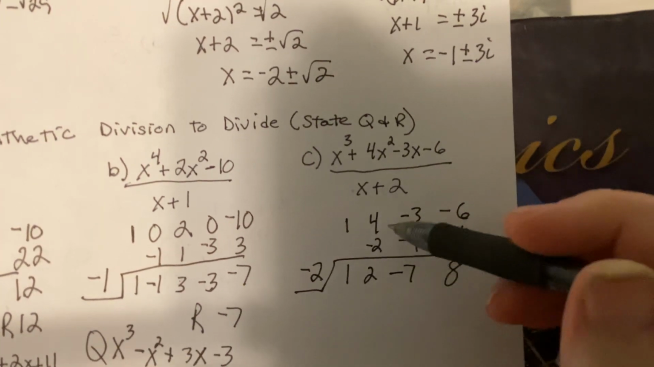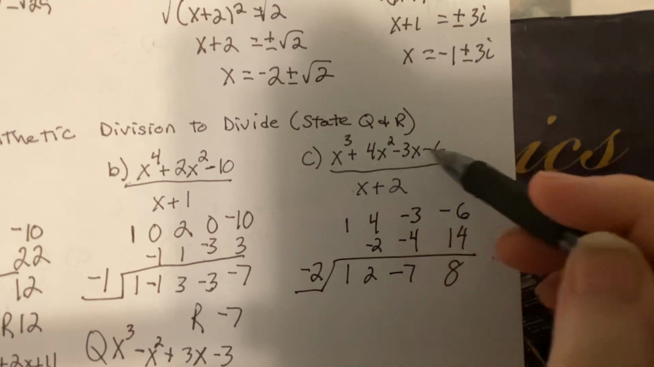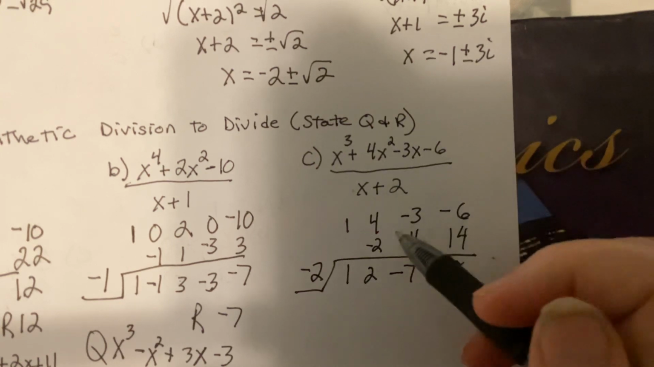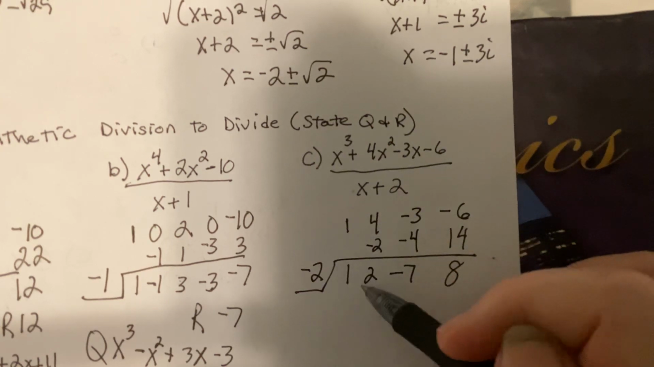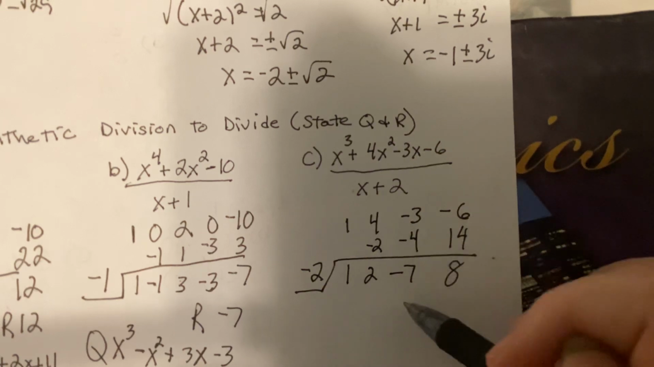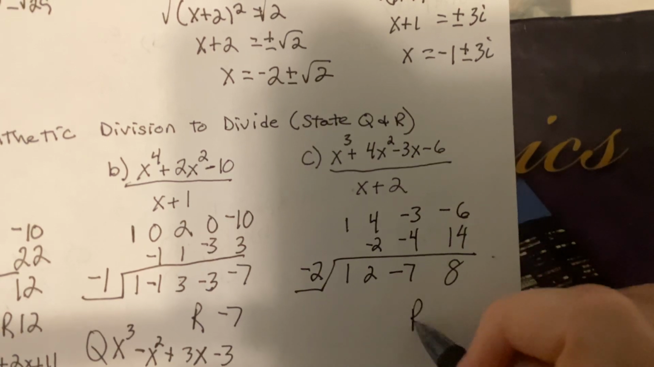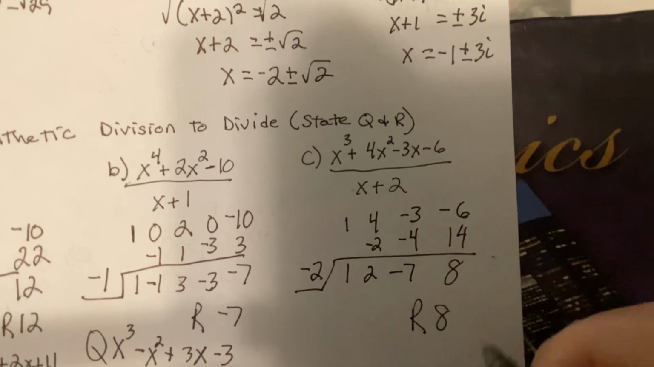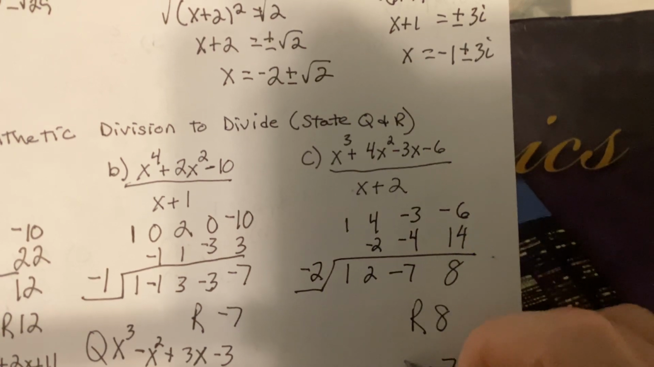So I guess I should have said something through that. I put the coefficients down. Then bring down, multiply, add. So the remainder is 8. Those are your coefficients.